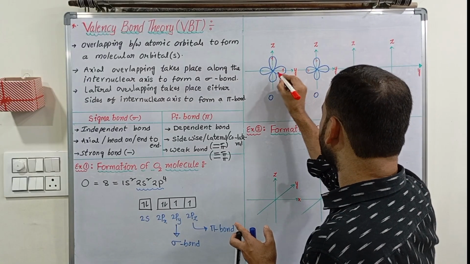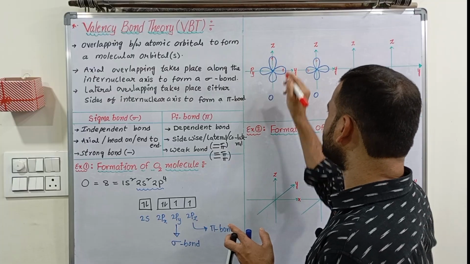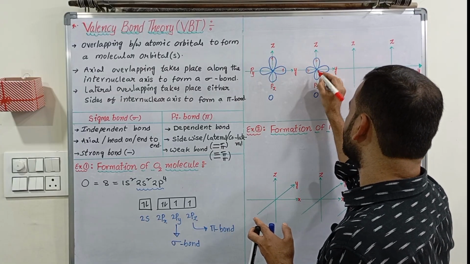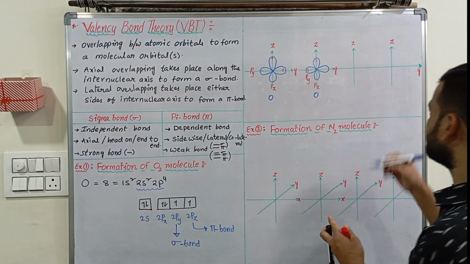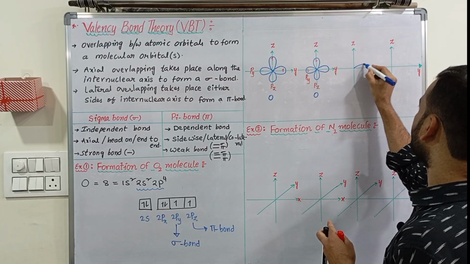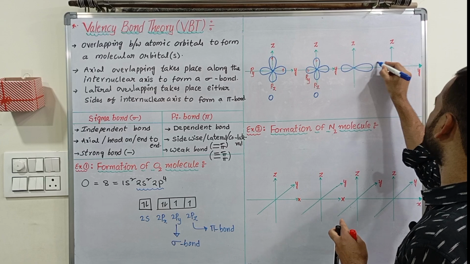So this is along the y-axis, means a py orbital. This is py. Along the z-axis means this is a pz. Here also same, it is pz. This is a py. Okay, so then between these two, overlapping will be taking place, between py and also py of this one.